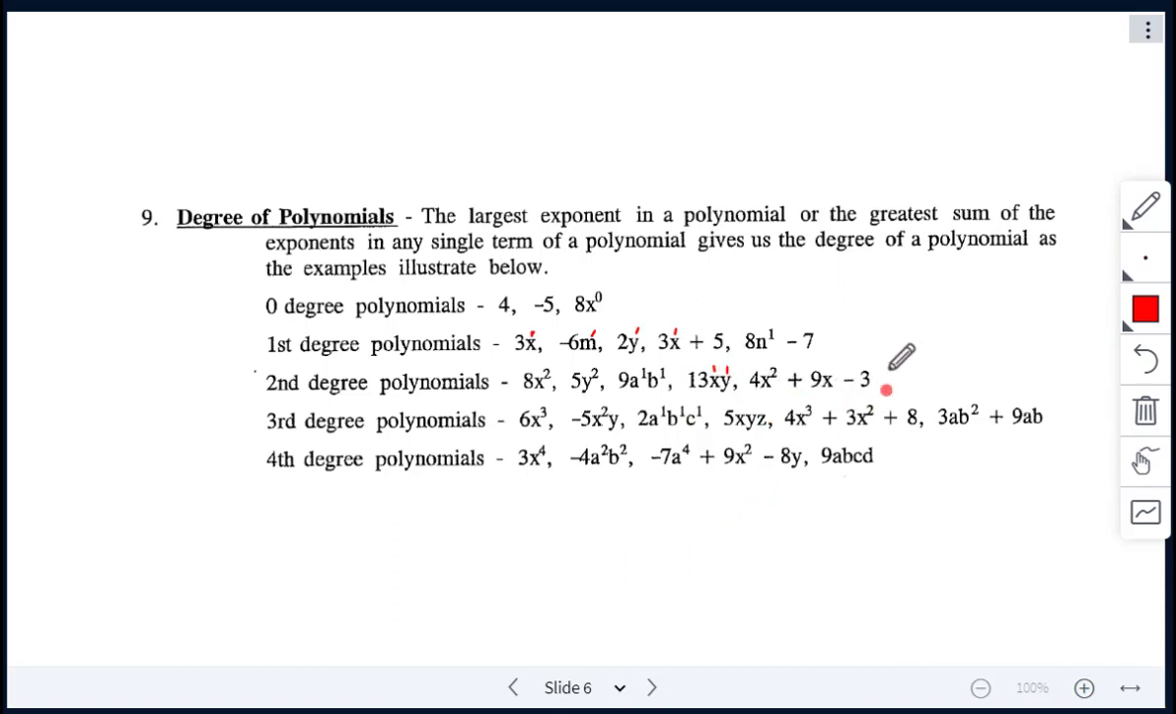Here we have a trinomial, 4x squared plus 9x minus 3. We're going to look for the term that gives us the highest degree. So this term has an x squared. This term has x to the power of 1. All right, this term in the expression, so this is the whole expression here, this term has a degree of 2. Therefore, this polynomial, this trinomial, is a second degree polynomial.